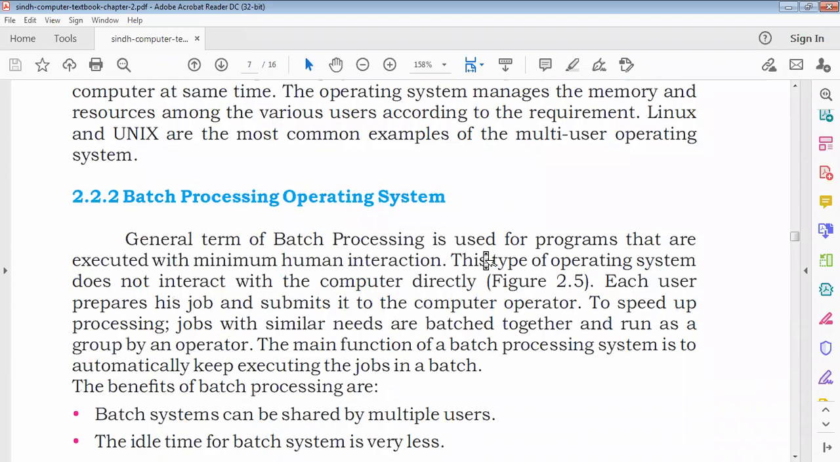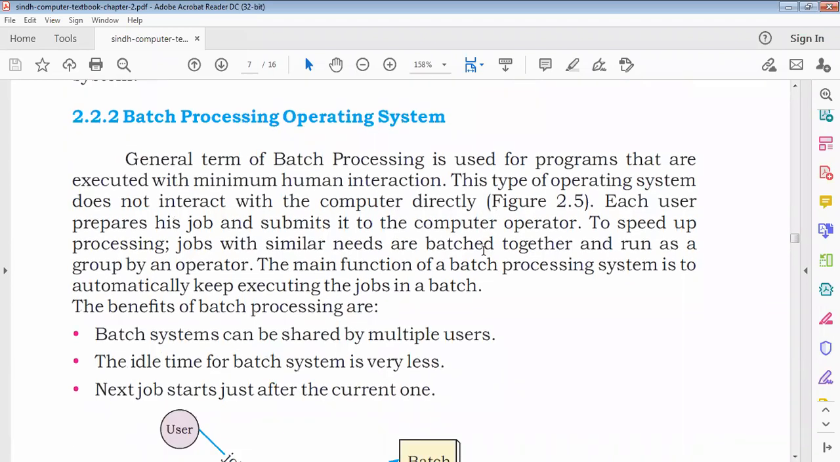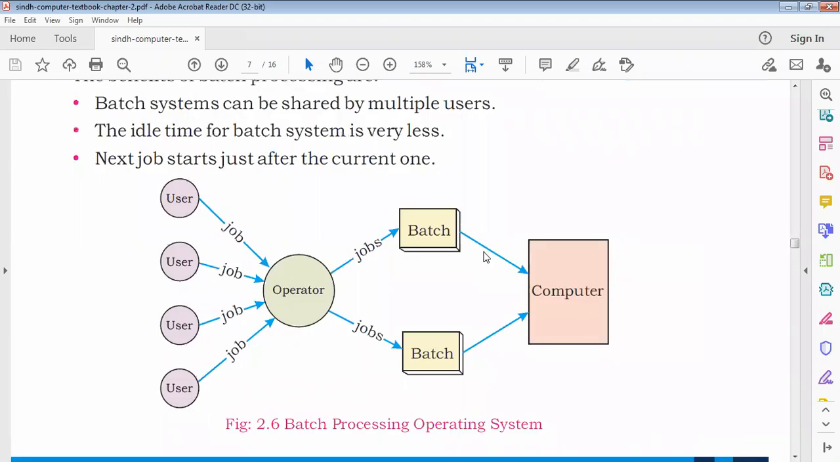Then we have the batch processing operating system. Batch processing operating system is a very old operating system, used around 1960. Since it was a long time back, in 1960 everybody did not have a computer. Very few people had computers. Organizations and companies had computers.